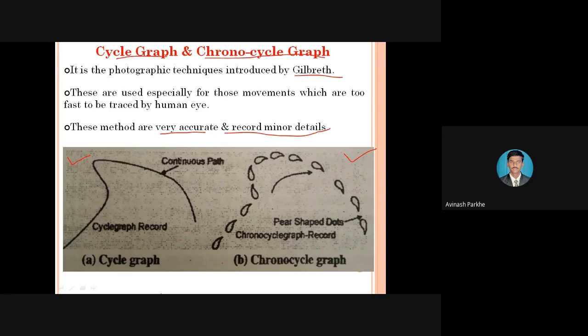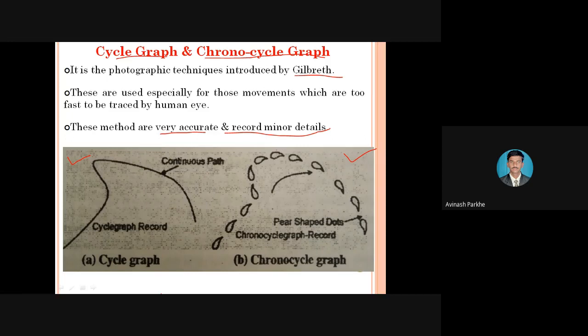For that purpose, in the case of the cycle graph, we use an electric bulb. We know about electric bulbs; small LED bulbs are used for demonstration purposes. That electric bulb can be attached to the finger of the human or the operator. So for example, if my right hand is in a working condition, I will attach one electric bulb to one of the fingers of the right hand.